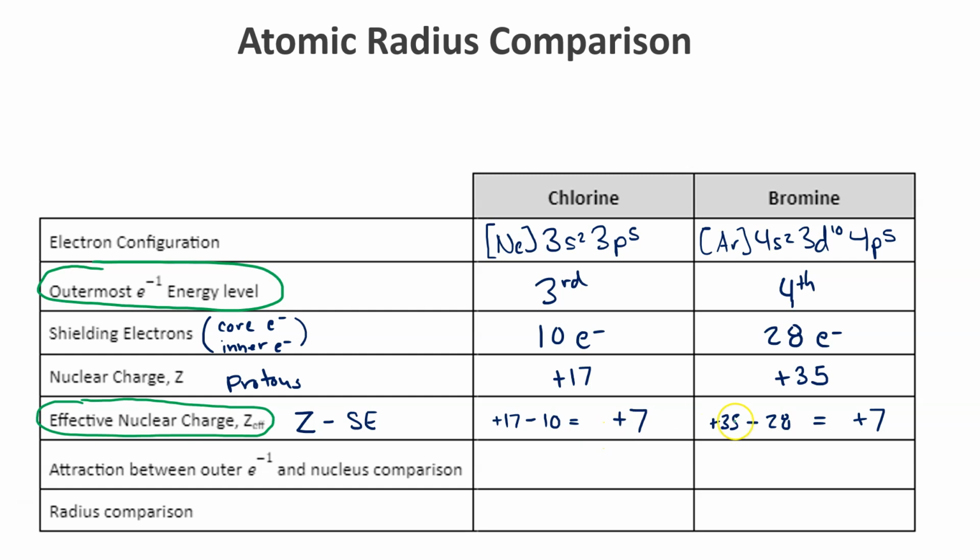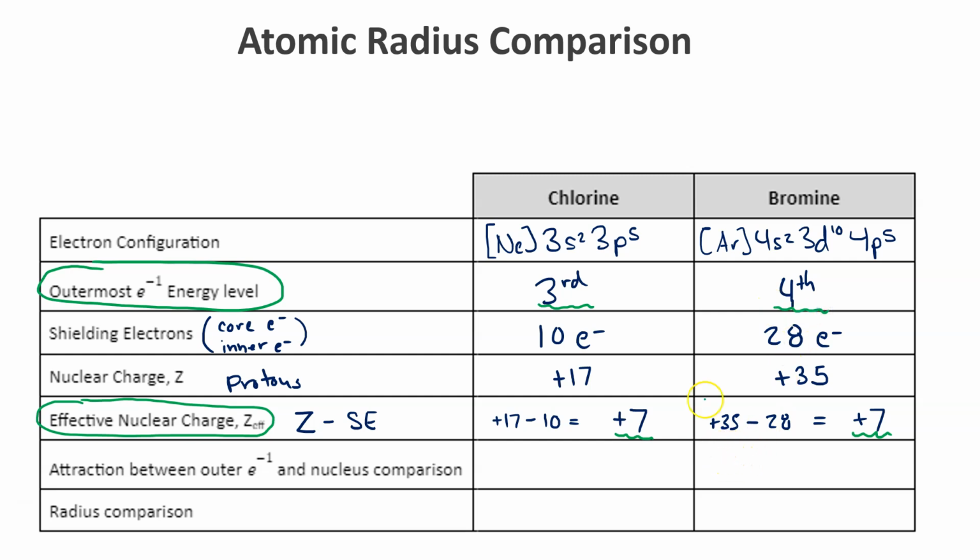And when you do that, you can see straight away that while there's a lot of data in this table, all of it leads to two facts. One of them is the fact that chlorine and bromine have essentially the exact same effective nuclear charge. Plus 7 for chlorine, plus 7 for bromine. This is good news because it means I don't have to worry about effective nuclear charge. There is no difference between chlorine and bromine. That means the only real difference is the outermost energy level. The fact that chlorine only has electrons in the third energy level, while bromine has electrons in the fourth, is the key difference in explaining their size.